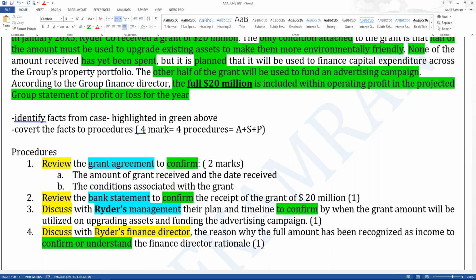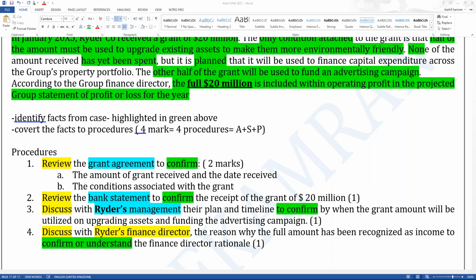Is everyone clear? And should I then inform him that the full amount shouldn't be recognized in the operating income because the grant has not been utilized and it should be recorded as a deferred income? Is that right? So are you getting the track? Everyone, please confirm me.